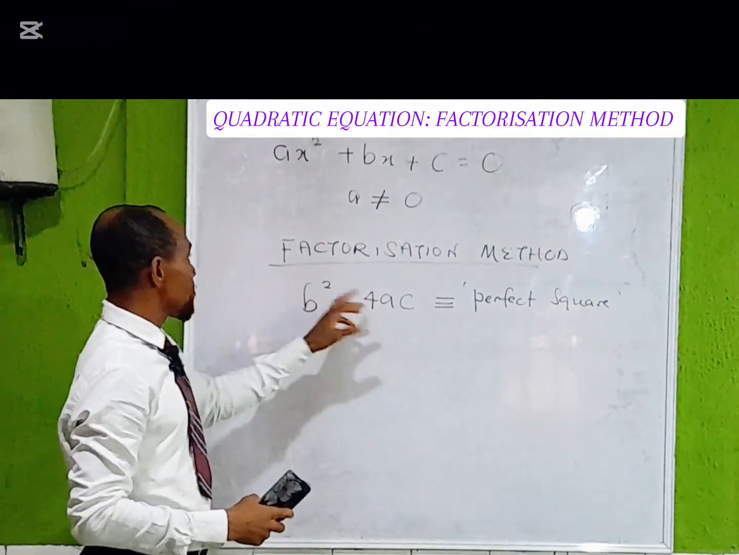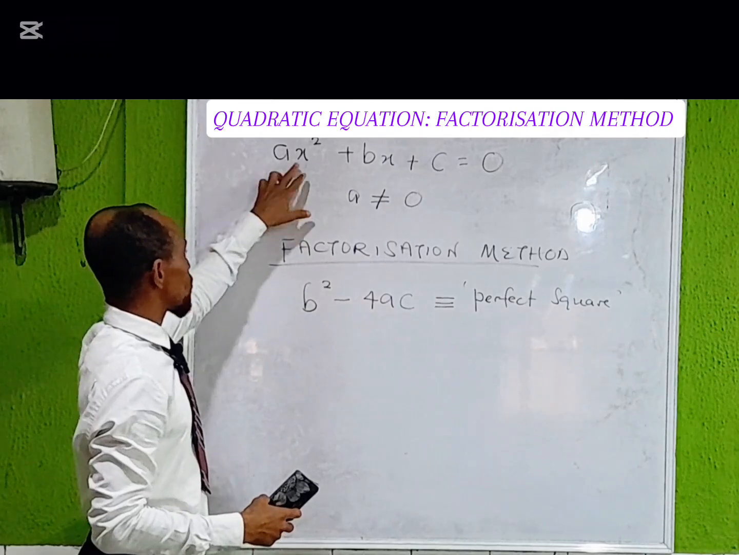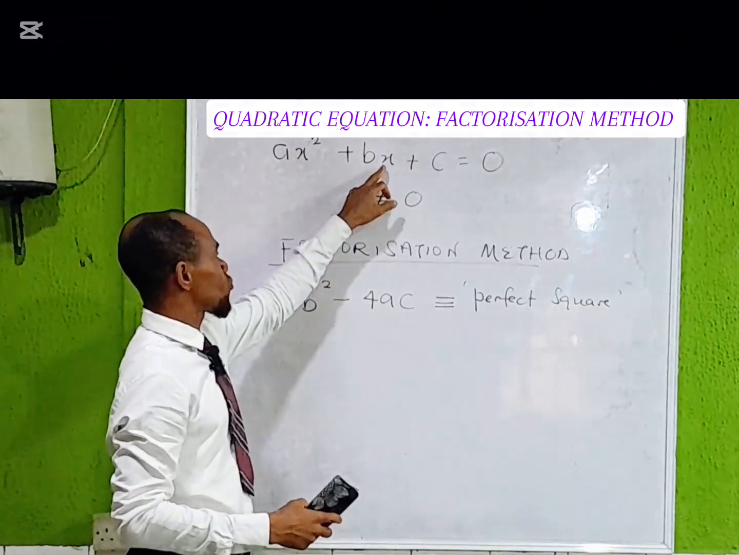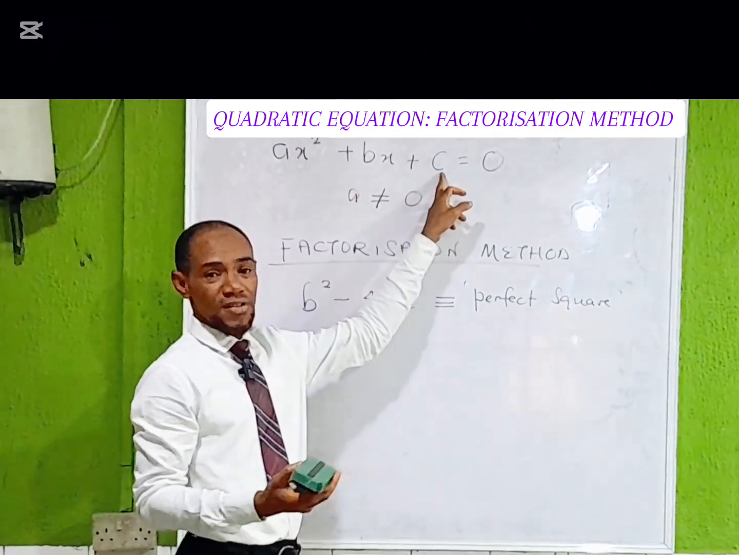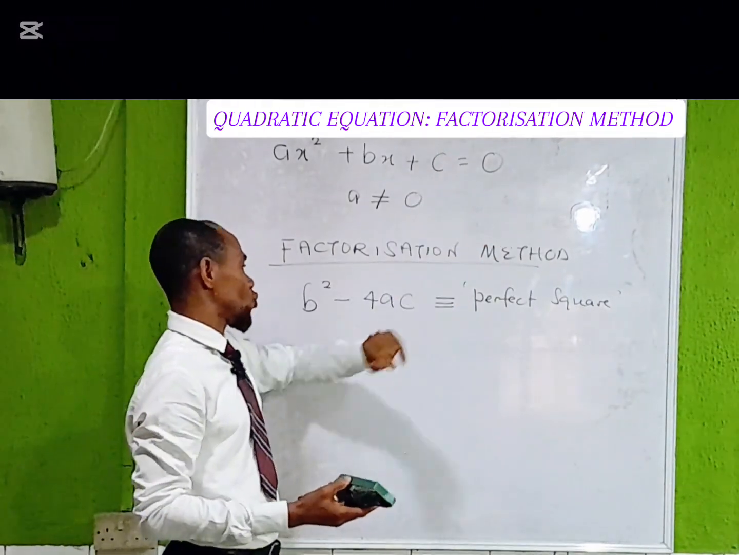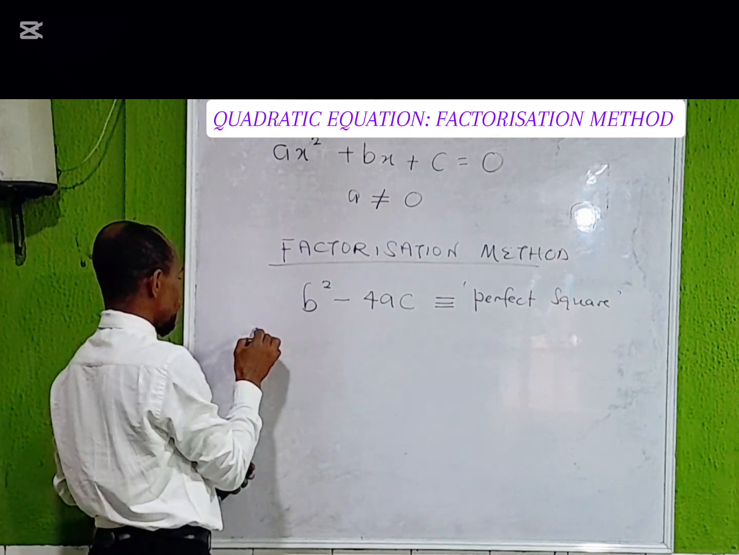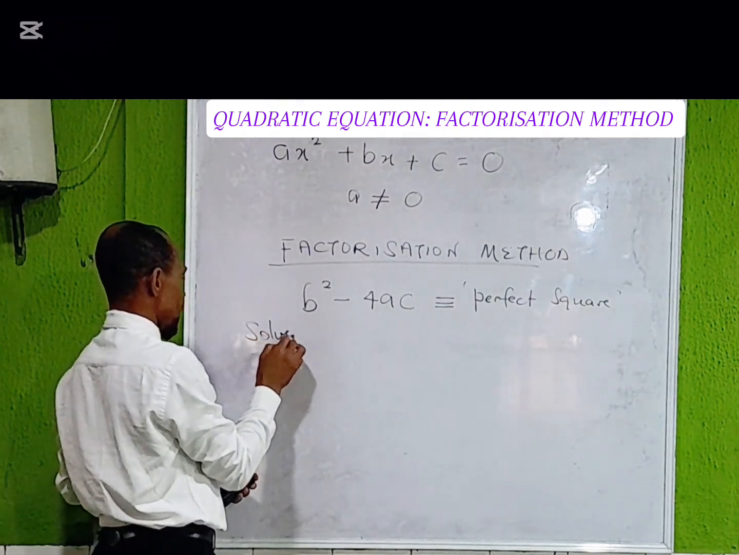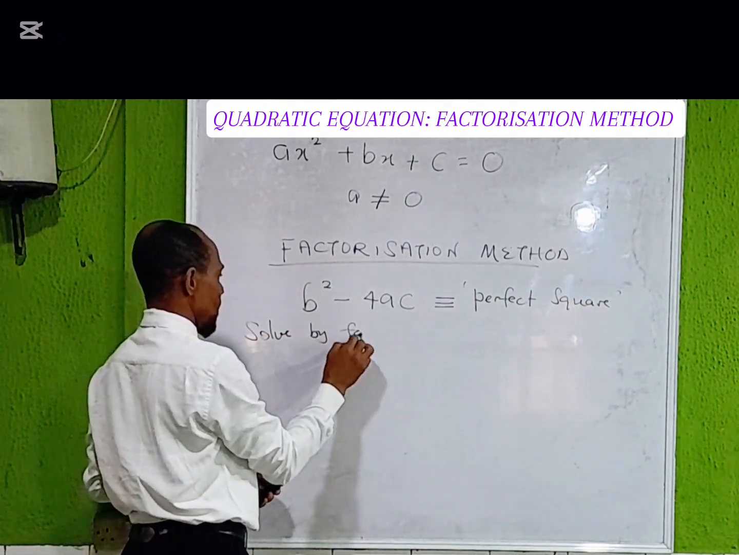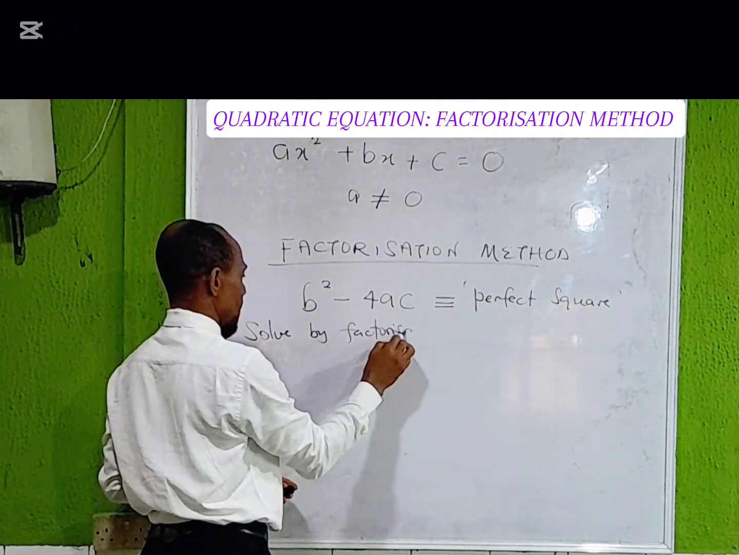We know what our A, B, C are. A is the coefficient of x squared, B is the coefficient of x, and C is the constant. It has no x attached whatsoever. So let's take some questions now. Solve by factorization method.